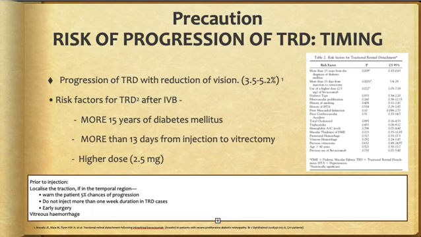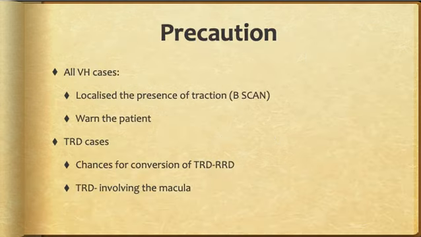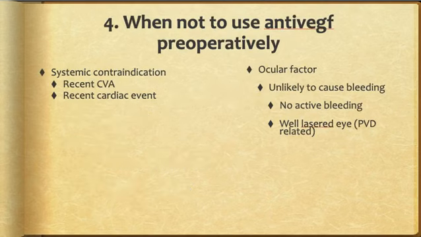And those who might progress are those who have a longer duration of diabetes, when they have injection more than 30 days prior to vitrectomy, and those who use a higher dosage of anti-VEGF. But for us, we are using 1.25 milligram of bevacizumab, which is quite a low dose. I mean, that's a standard dose that we always use nowadays. Now, in conclusion, for all advanced diabetic eye diseases, it is important to note the presence of traction, as well as localizing the traction with the help of B-scan, if you can't see the fundus, is very, very important. And always warn the patient and try not to delay the surgery after the injection.